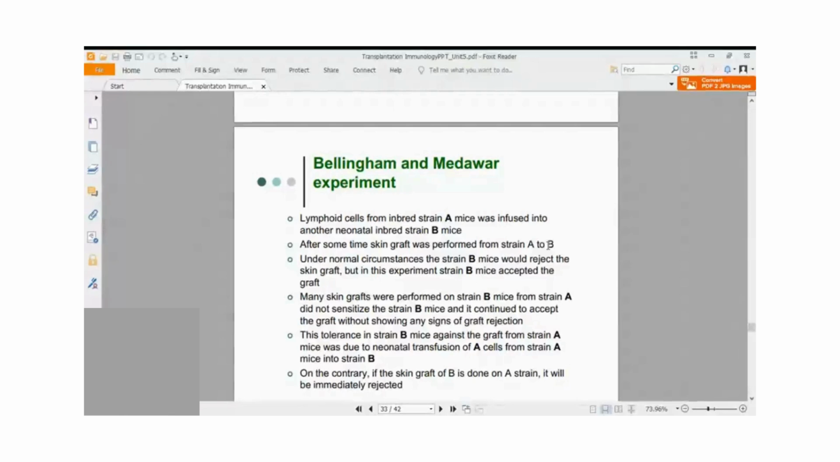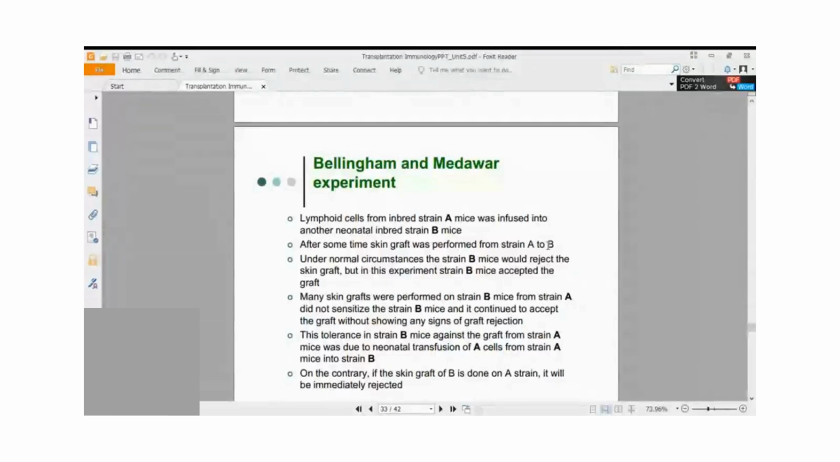But in this experiment done by Billingham, the B strain will accept the graft of A. It will not reject the skin. Why? It was exposed to the antigens of A strain before its bone marrow matured and completely developed. So its immune system was exposed to the antigens of A at a very early stage.